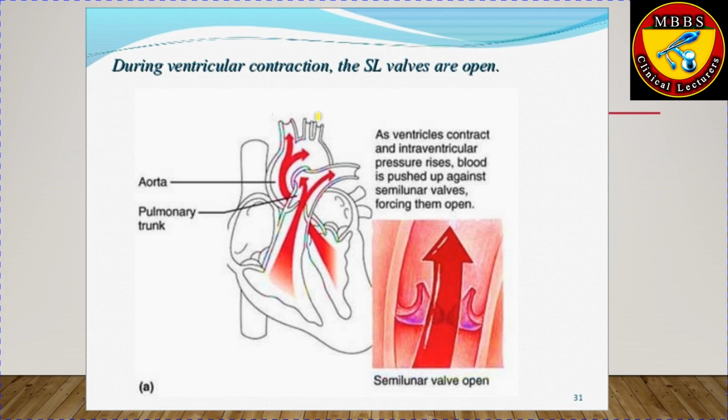During ventricular contraction, again you can see in this figure, as the ventricle contracts and the intraventricular pressure rises, blood is pushed against the semilunar valves, forcing them open. So the semilunar valves are pressed against the walls of the pulmonary trunk. By this, the valve becomes open and the blood rushes out of the ventricle.